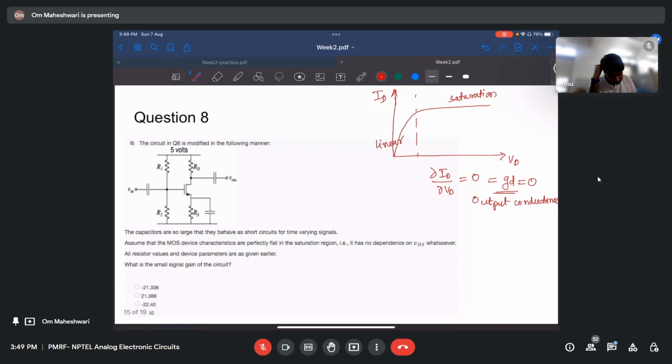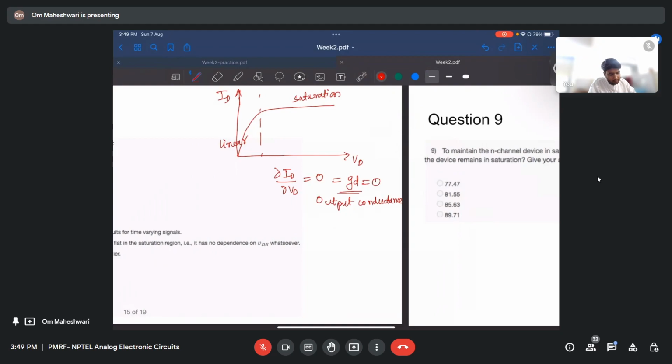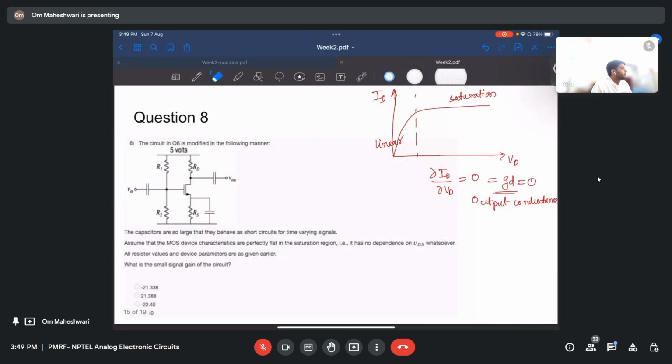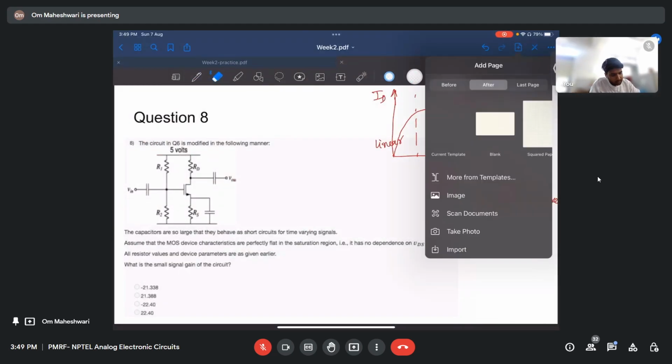What else is given? All resistor values are the same as earlier, and there is no dependence on VDS whatsoever. Yeah, the same thing is given. So let us solve this. Let me add a page.